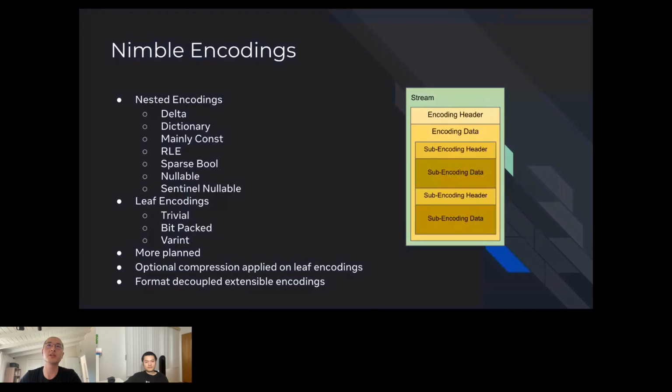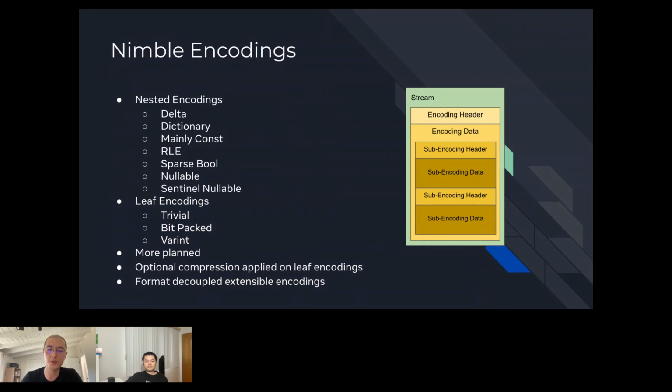Encodings. One of the key offerings of Nimble is nested encodings. On the right, it lays out the layout of a stream. Inside of a stream, we have an encoding header at the front, and after the encoding header, we have the encoding data. What's different is that inside of the encoding data, you can have another encoding representing a chunk of data inside of the outer encoding. And inside of the sub-encoding, you can have another sub-encoding too.